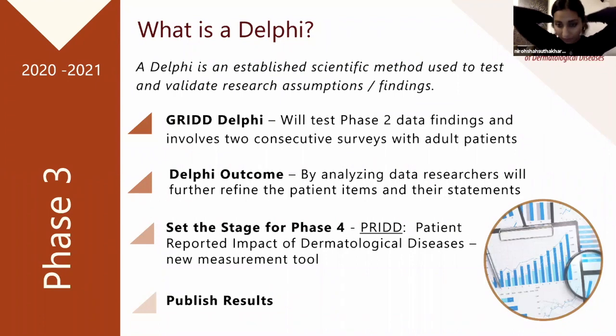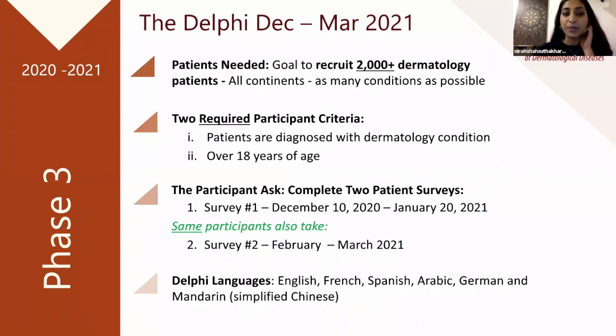Through the Delphi exercise, or consensus exercise, the researcher will be able to further refine the items. The consensus method identifies the most important items to be included in the new measurement tool, PRIDD, which stands for Patient Reported Impact of Dermatological Diseases. It will set the stage for phase four. At the end, we're going to use all the findings to publish in scientific journals. The Delphi study is taking place from December until March 2021.